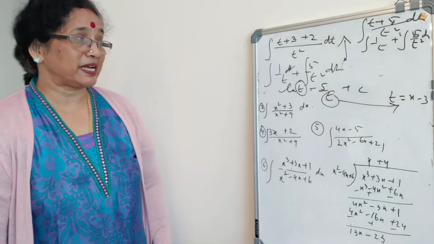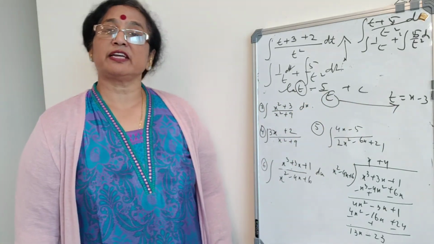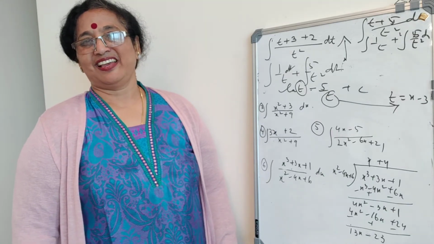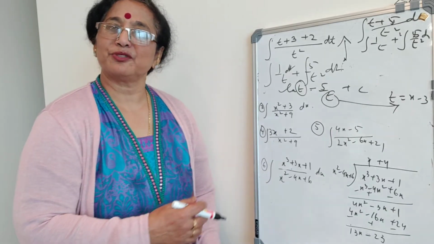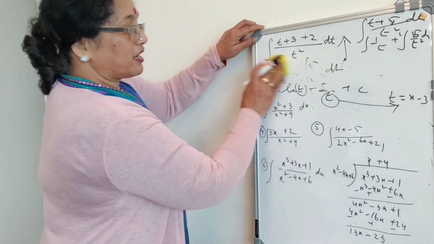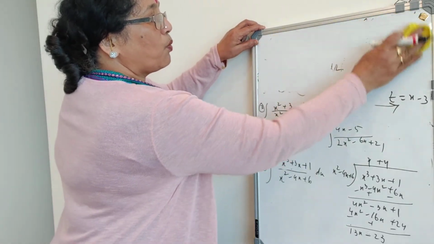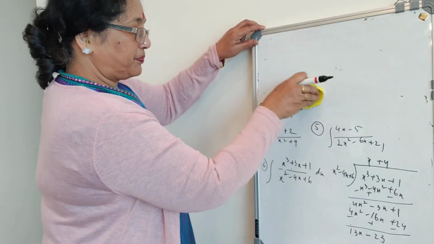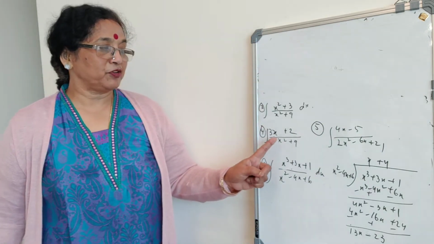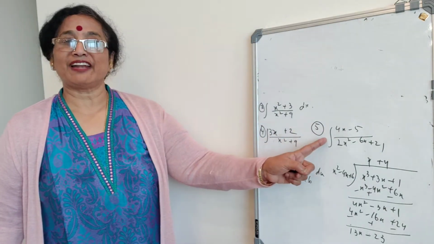So ln of x minus 3 minus 5 divided by x minus 3 plus c. Because I'm explaining, otherwise it becomes very, very short. Okay, now that is sum number 2. What about sum number, okay, before that we'll do sum number 4 and 5.